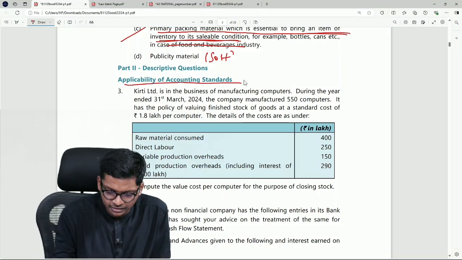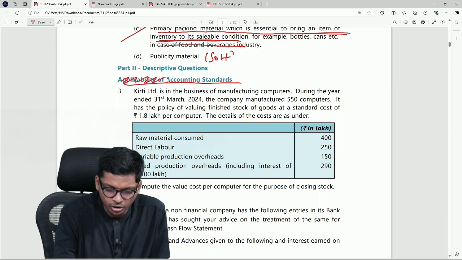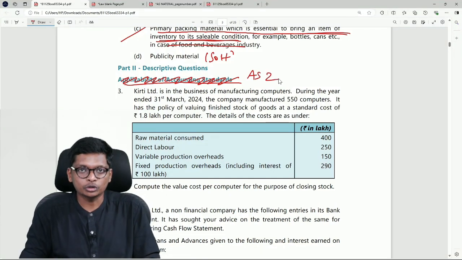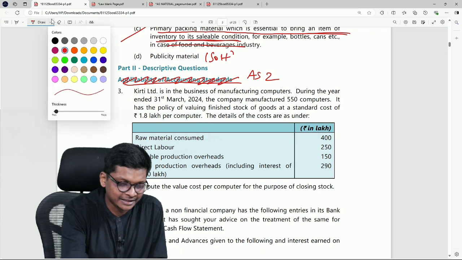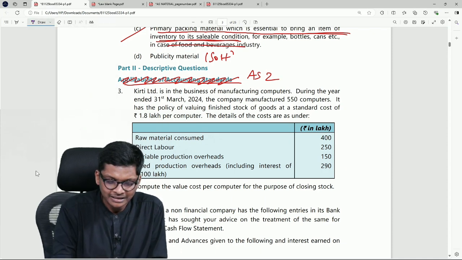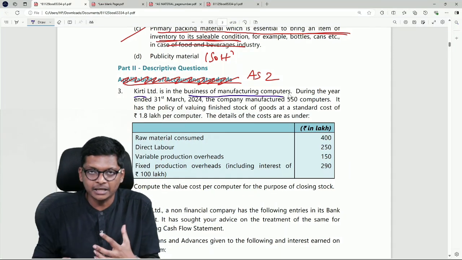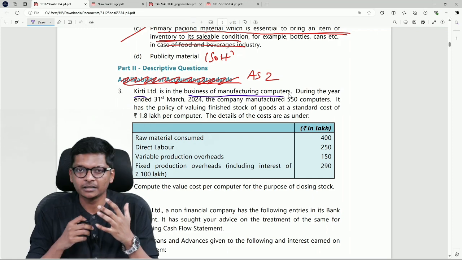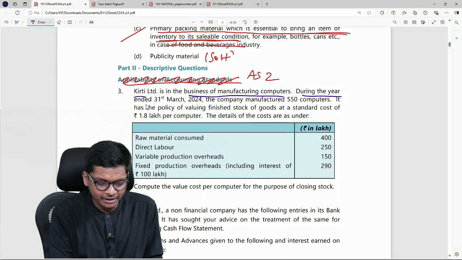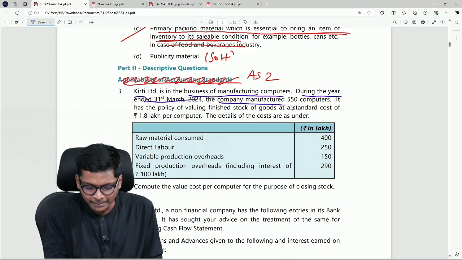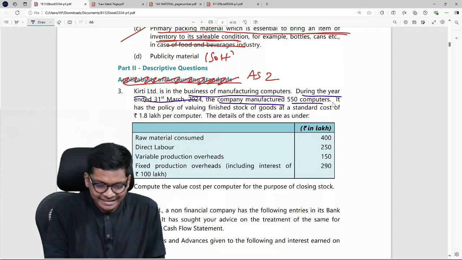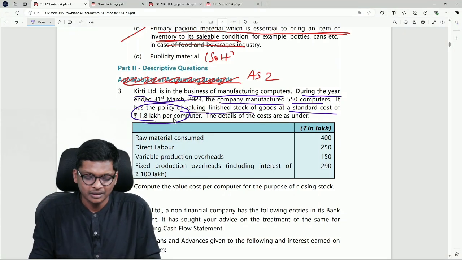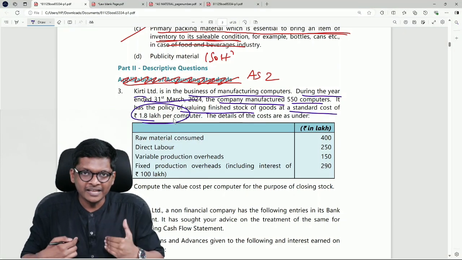Application of accounting standards. They are giving some numbers. Small error in RTP, guys. This is an AS2 question and it is not applicability of accounting standards. Not an issue. Let's read. Kirti Limited is in the business of manufacturing computers. We saw AC, now computers. During the year ended 31st March 2024, the company manufactured 550 computers. It has the policy of valuing finished goods at standard cost of 1.8 lakh per computer. Forget about what value they are valuing. We have to check if it is correct.